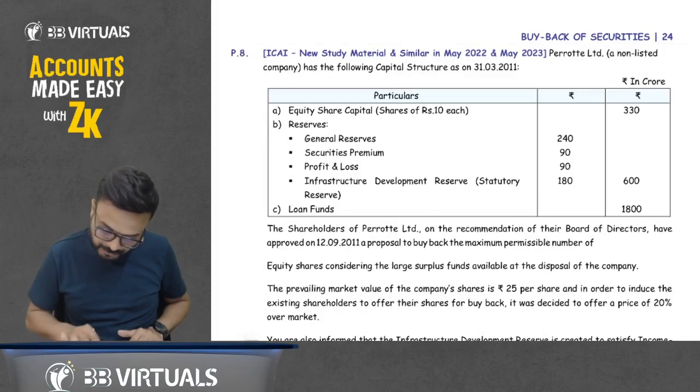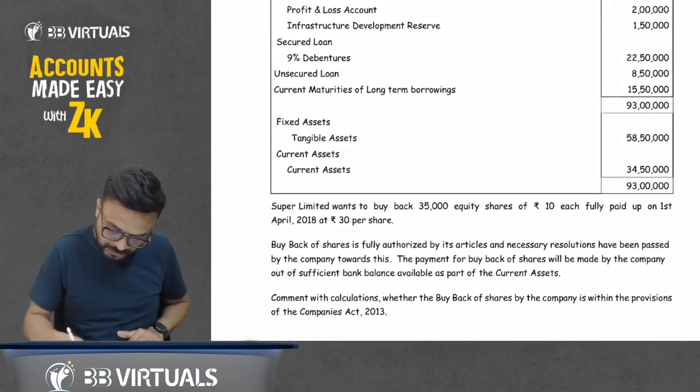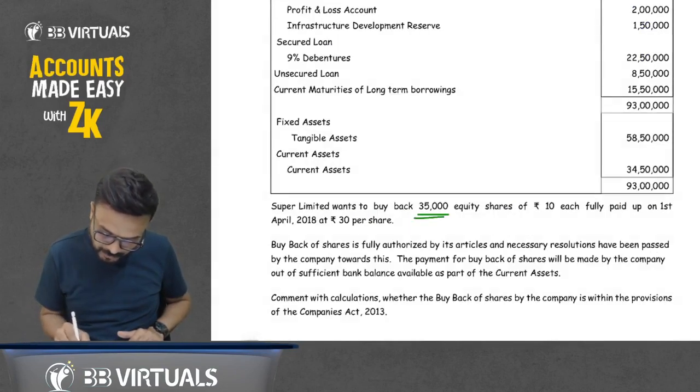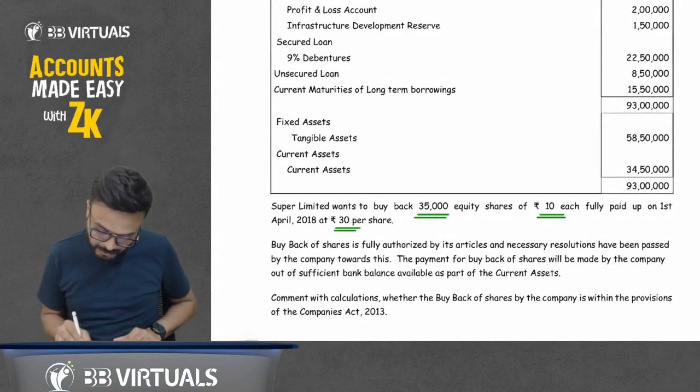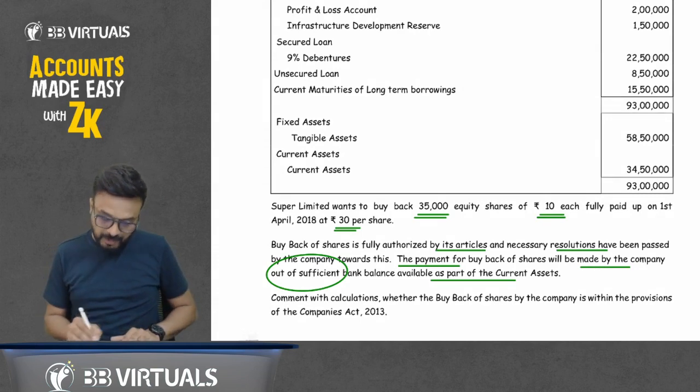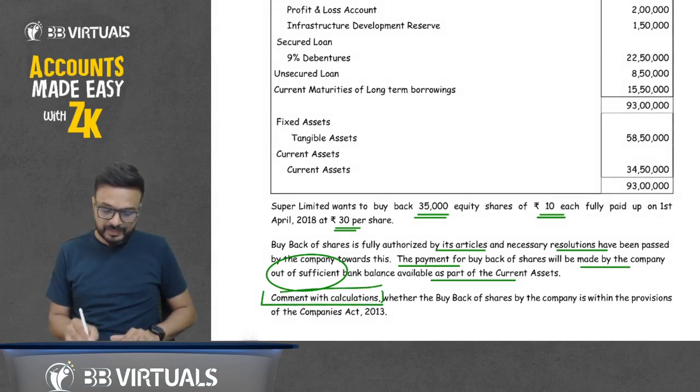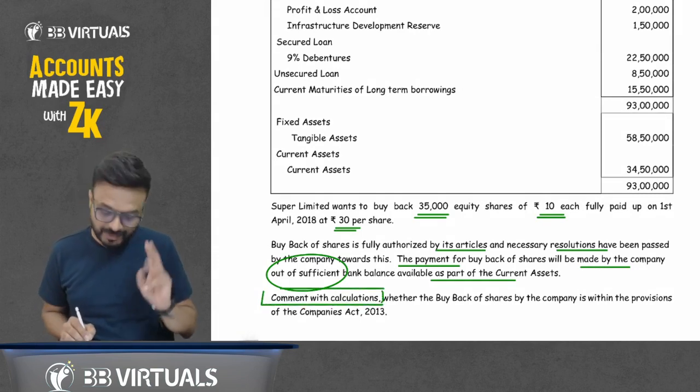Can you do the 7th here? They want to buy back 35,000 equity shares of rupees 10 each, at rupees 30, so 20 rupees is the premium on buyback. Authorized by articles, resolution has been passed. The payment for the buyback will be made by the company out of sufficient reserves. We have solved the same. Comment with your calculation. You have to do all those 3 calculations.